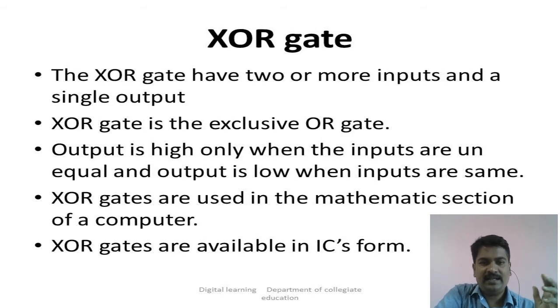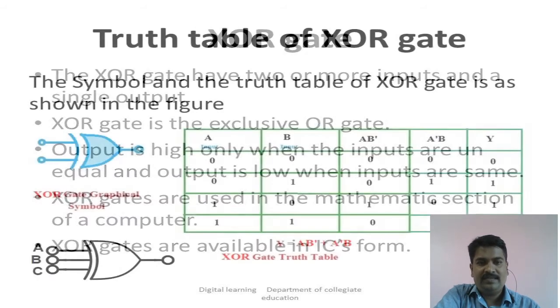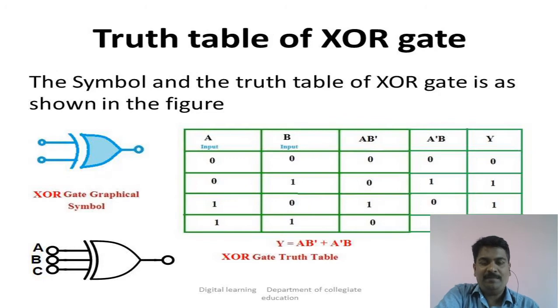This XOR gate, as I told you, is used in the mathematical section of the computer, and this XOR gate is available in the form of ICs. So when you go to the market and ask for an XOR gate IC, the shop owner will give you an XOR gate IC. It's available in the XOR IC form.